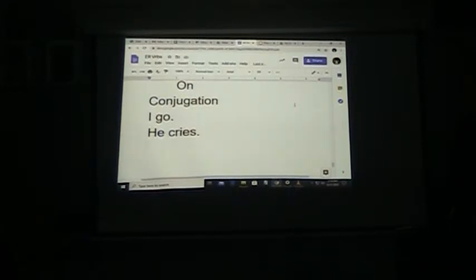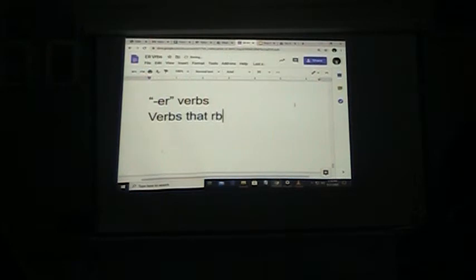So in English, and in French, you're going to do the same thing. In French, the first major group of verbs that we're going to study are called ER verbs. Everybody with me on this? ER verbs. They're just simply verbs that end in ER. That's why they're called ER verbs. Does everybody see that?